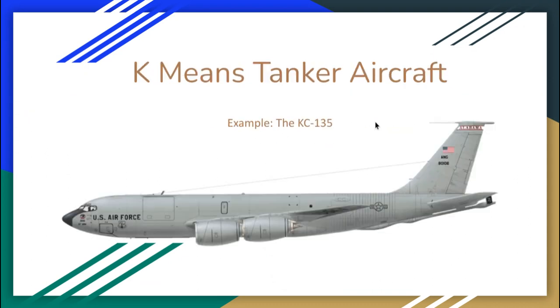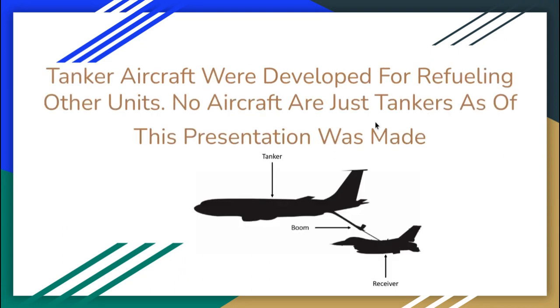K means a tanker aircraft. And my example is the KC-135. Tanker aircraft were developed for refueling other units. The tanker will go above the receiver and use what is called a boom to refuel the other units. And a note is that no aircraft are just tankers as of when this presentation was made. Not one aircraft is just a tanker. They're usually tanker cargos.